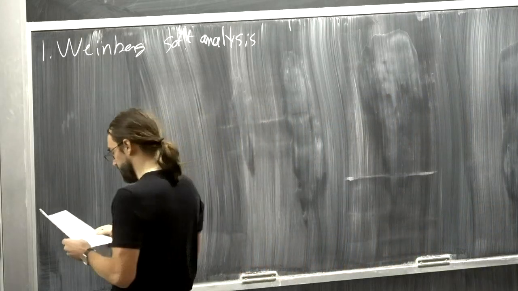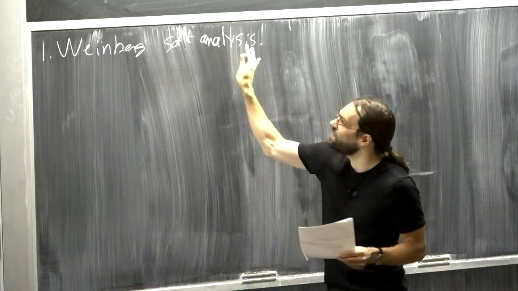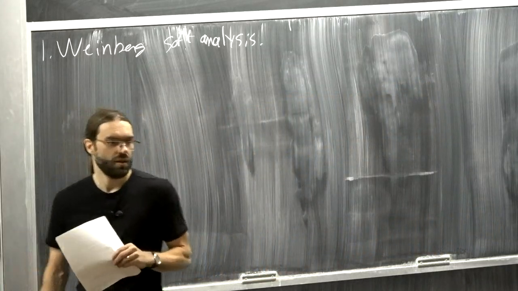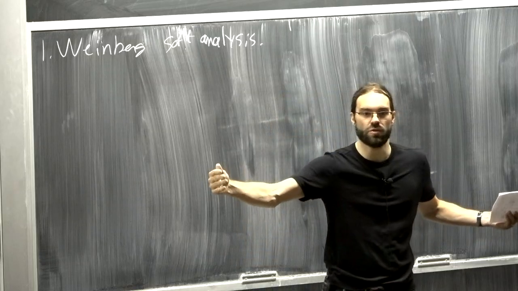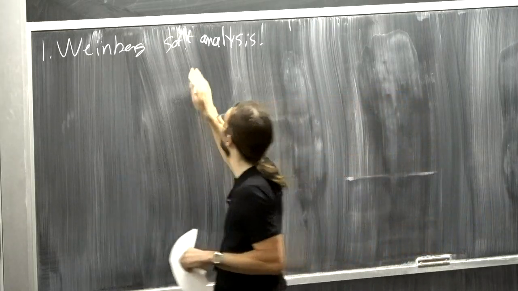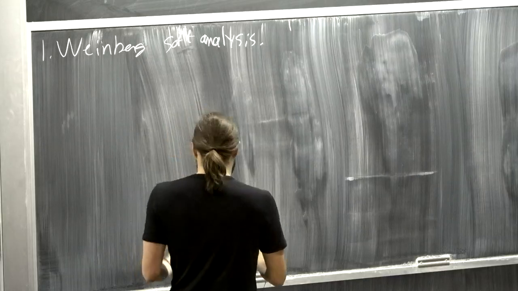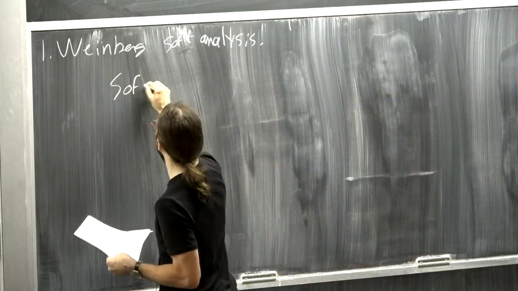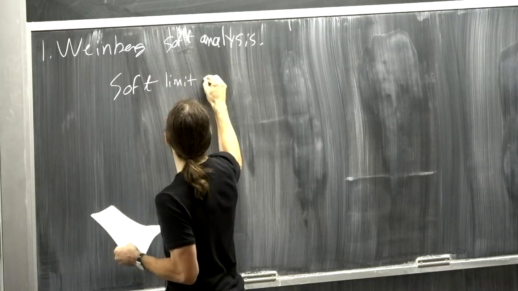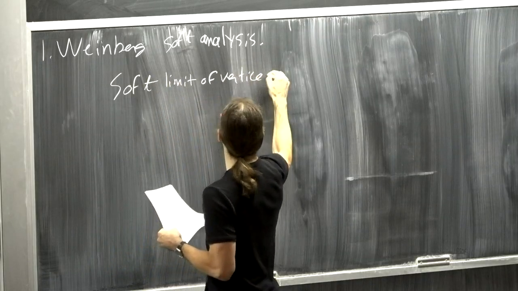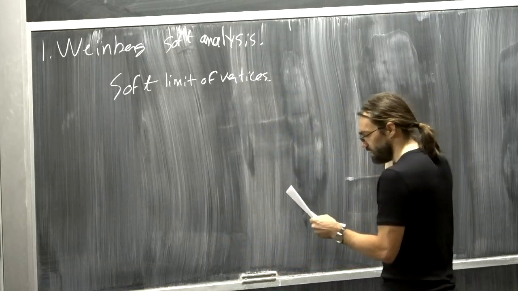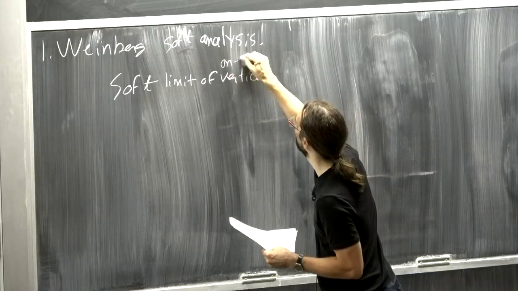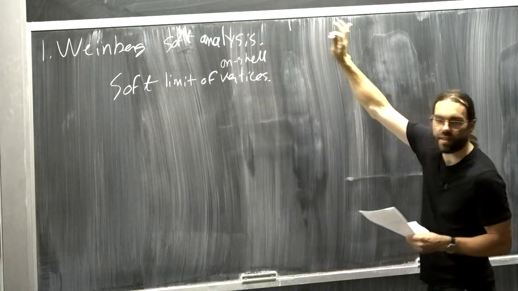Okay. So the idea here is to understand what happens when you have some radiation of soft particles. And that will also tell us a lot about long-range forces. So the first step is to understand the soft limit of vertices, and so on-shell vertices. We'll see in a second why that's all that matters for this analysis.